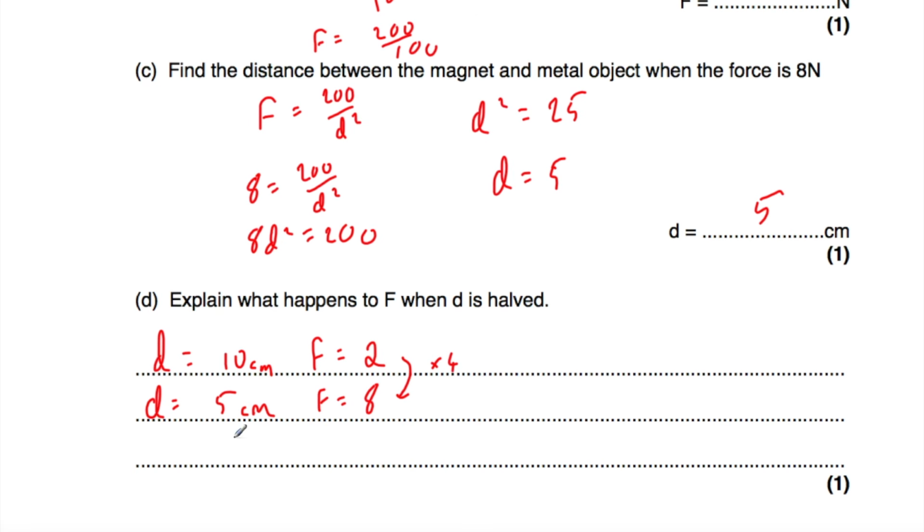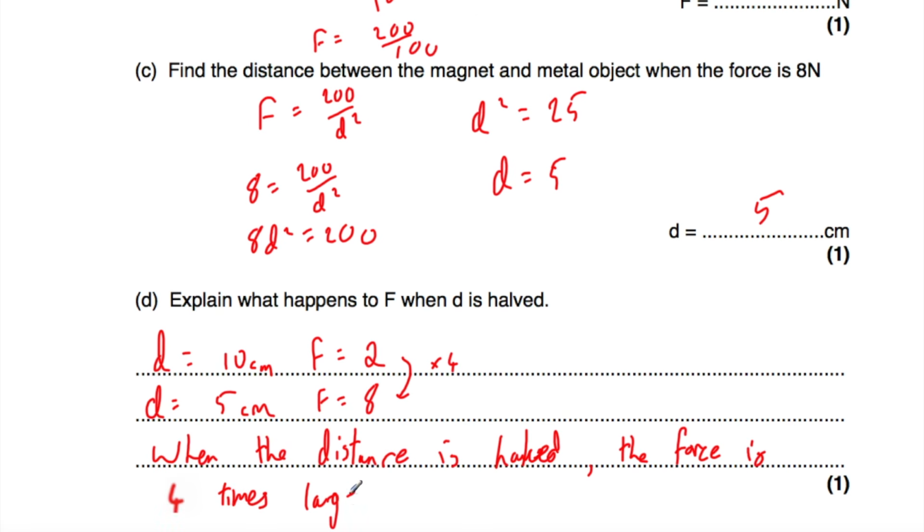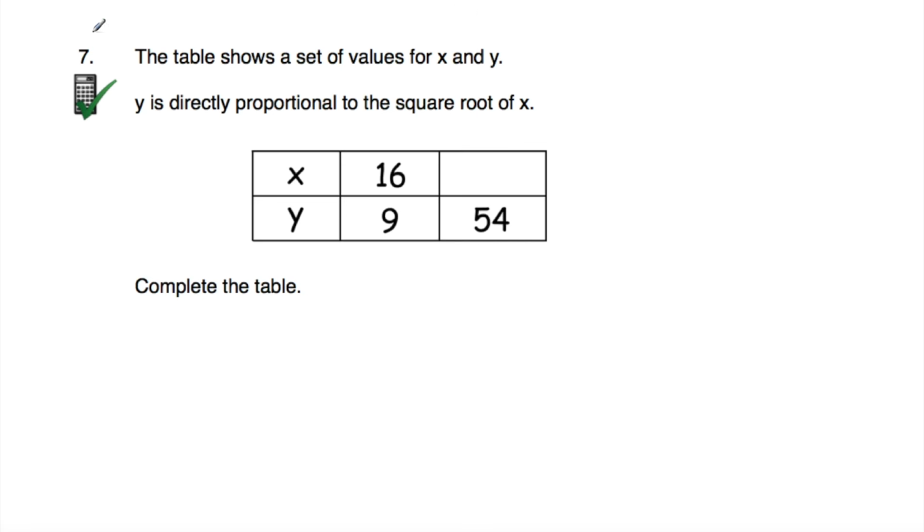And that's it, so let's write that down. When the distance is halved, the force is 4 times larger. And that's it. Okay, let's have a look at our next question, question number 7.